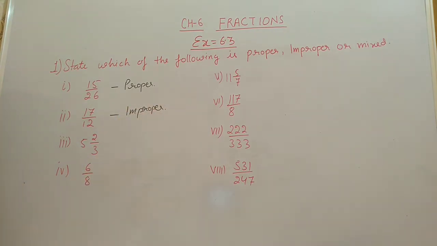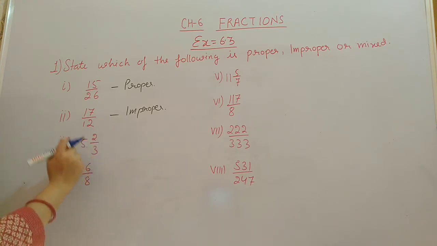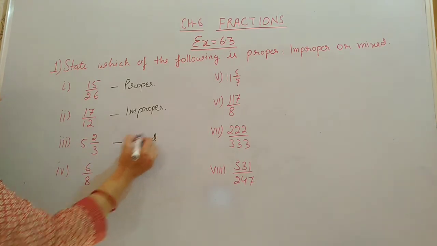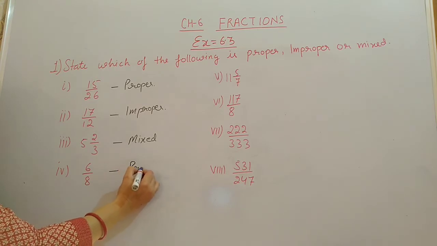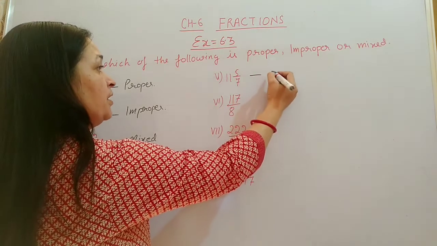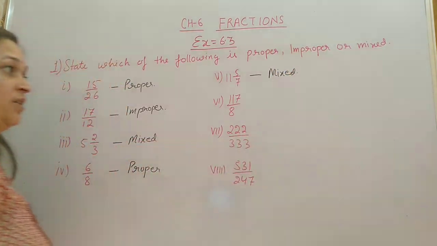Third one, 5 whole number 2 by 3. This is a combination of a natural number and a proper fraction. So this is a mixed fraction. Next one, 6 by 8. The numerator is smaller than the denominator. It means it is a proper fraction. Fifth one, 11 whole number 5 by 7. This is a combination of a natural number and a proper fraction. It means it is a mixed fraction.